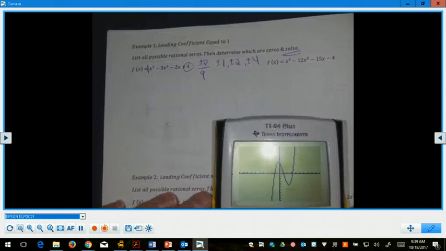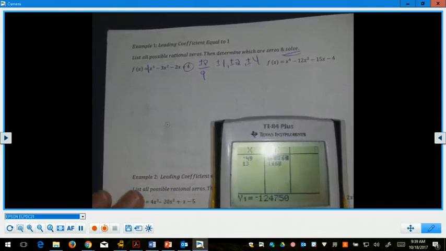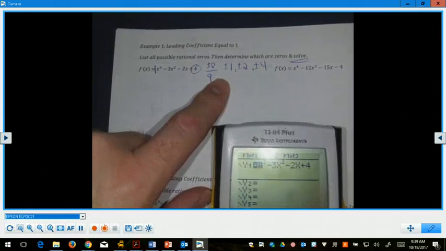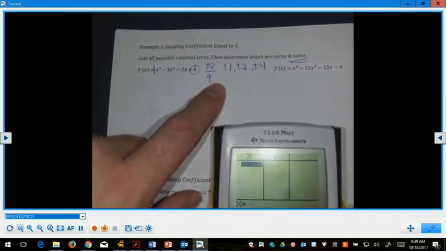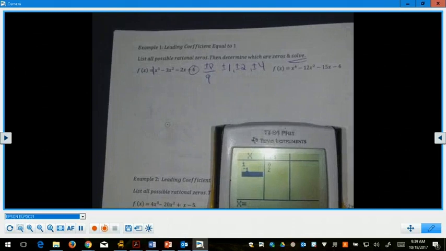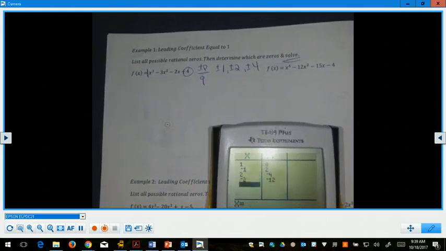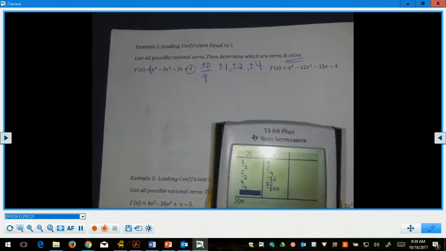Now, I don't normally do it by the graph. I normally do it by the table. We have our list of possible zeros up here. I have my function plugged in. I go to table and I plug in the values of 1 and negative 1. You could even do the other ones, but usually once we find 1, we stop and then reduce the polynomial function by 1 degree. Yes, sir?